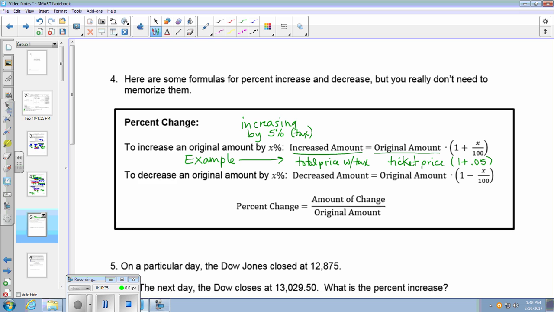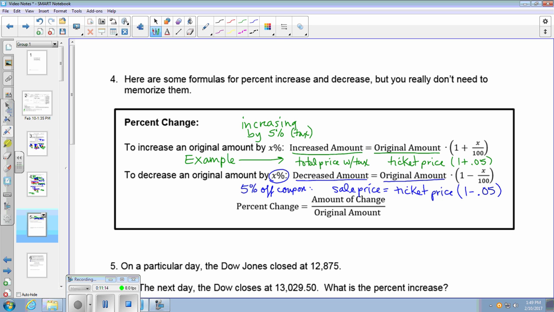Okay. If you're doing a decrease, so to decrease an original amount by X percent, remember on the previous page we had a 5% off coupon. So this is a good example of using this formula. Then your decreased amount, so we would call this your sale price, would equal your original amount, which again is your ticket price, times 1 minus, so you're paying less than 1 full amount. So in this case, we had a 5% off coupon, so that was the 0.05. So we took basically 95% of that ticket price to find our sale price.